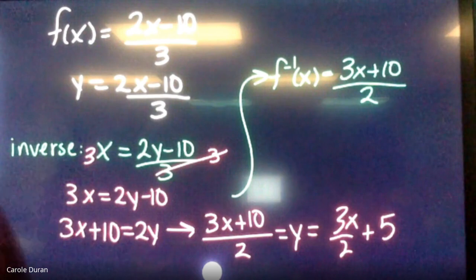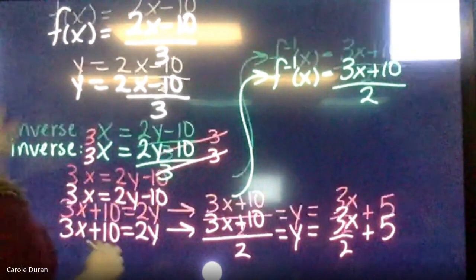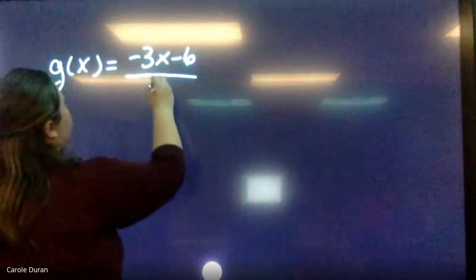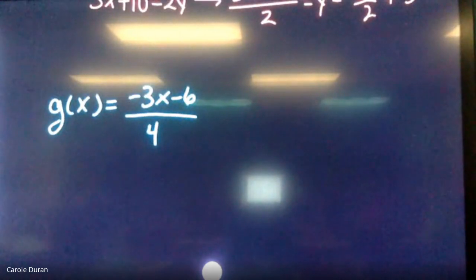Let's do another one. I'm actually going to let you try this one on your own. Okay, you've been given the function g of x equals negative 3x minus 6 over 4. And I would like for you to find the inverse of this function.